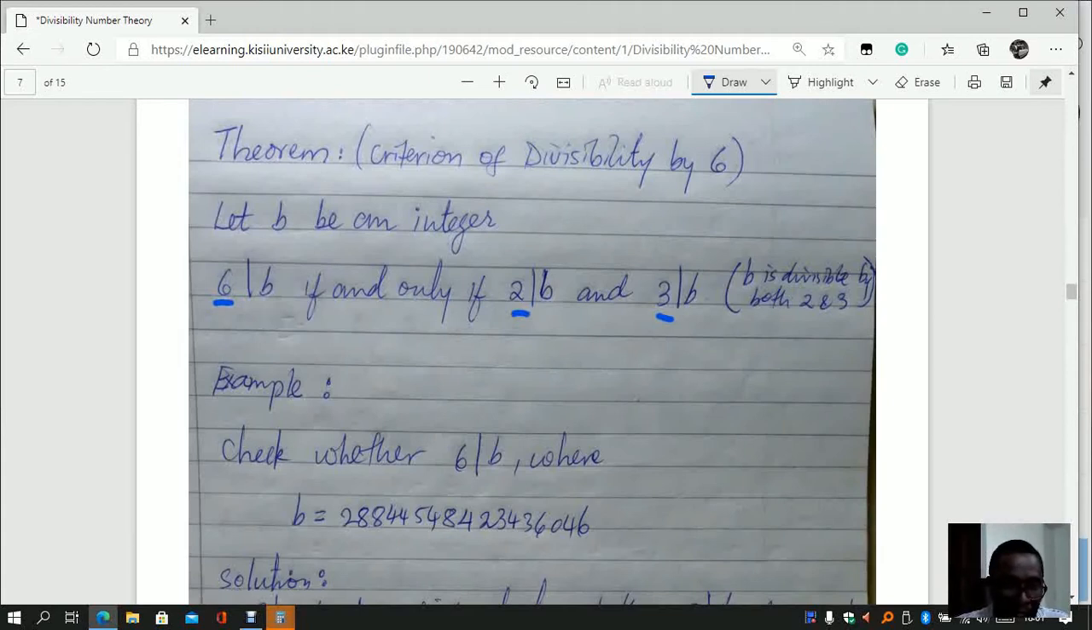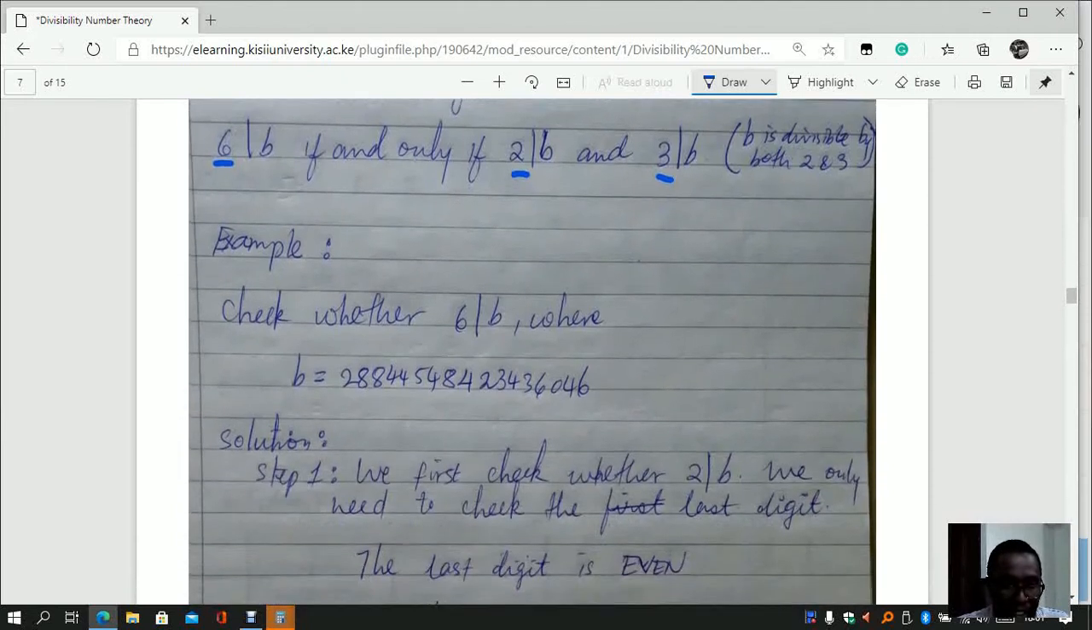So we are going to look at an example here. For example, you look at this number. Check whether 6 divides B. So the first thing is, does 2 divide this number? We look at the last digit.